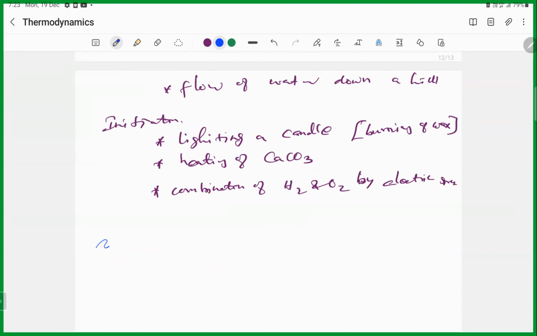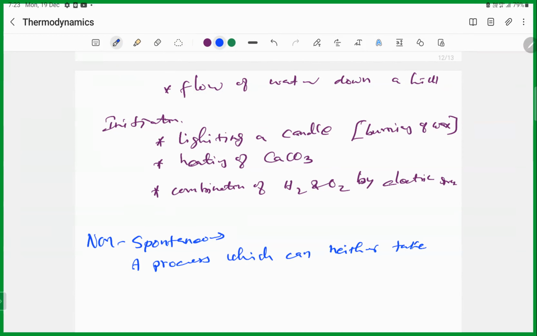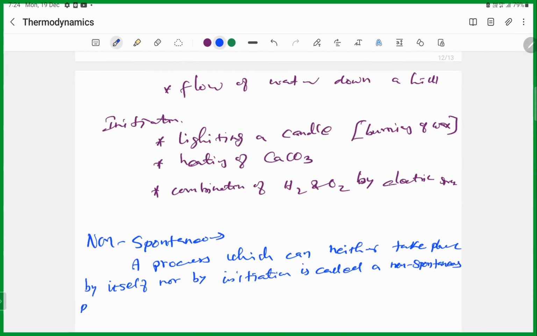So what is non-spontaneous? The process which can neither take place by itself nor by initiation is called a non-spontaneous process.